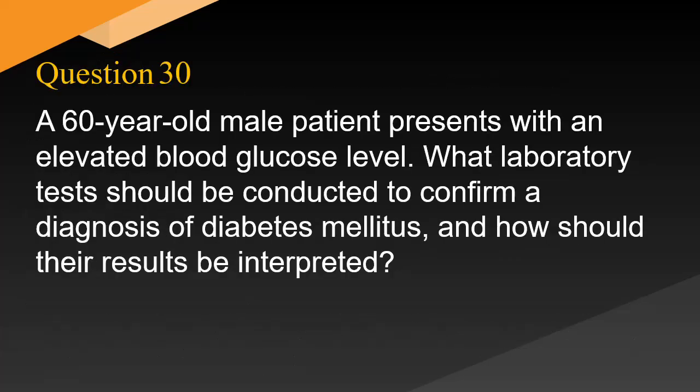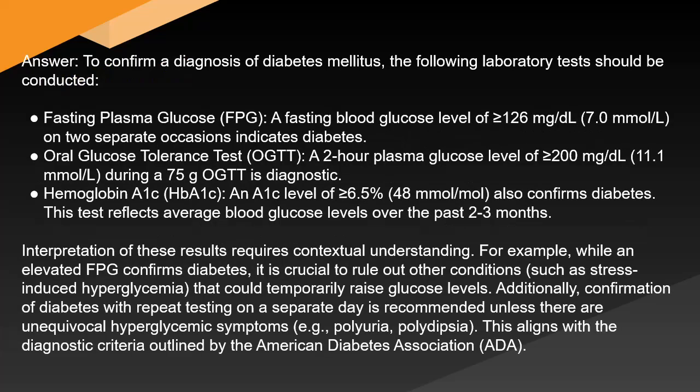A 60-year-old male patient presents with an elevated blood glucose level. What laboratory tests should be conducted to confirm a diagnosis of diabetes mellitus, and how should their results be interpreted? Answer: to confirm a diagnosis of diabetes mellitus, the following laboratory tests should be conducted. Fasting plasma glucose, FPG: a fasting blood glucose level of 126 mg/dL, 7.0 mmol/L, on 2 separate occasions indicates diabetes, or oral glucose tolerance test, OGTT.